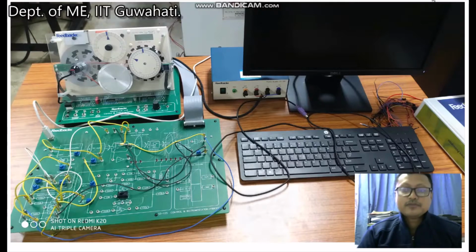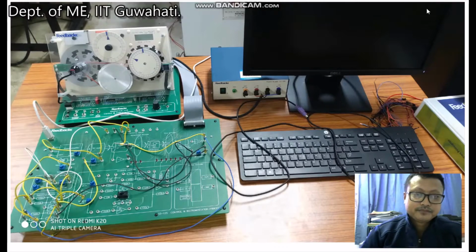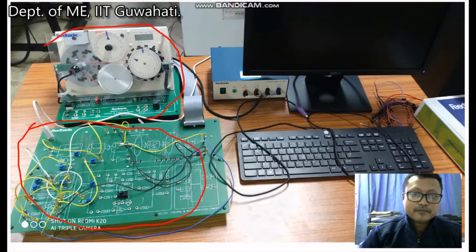Hello, this is the control and instrumentation principle experiment. In this experiment, you are going to learn the basic controllers of a control system. This is the workboard, and this is the equipment which we are going to control.